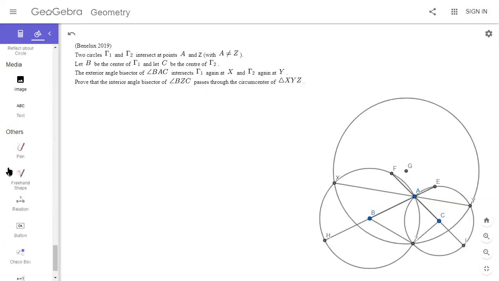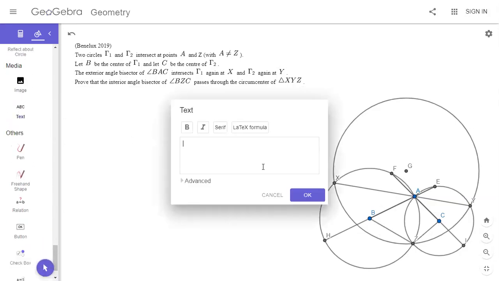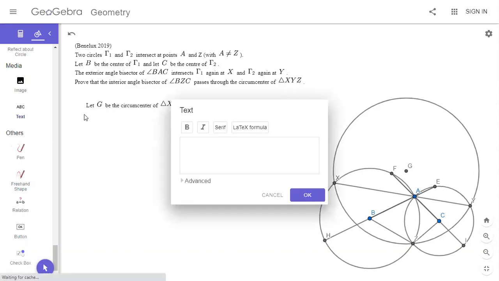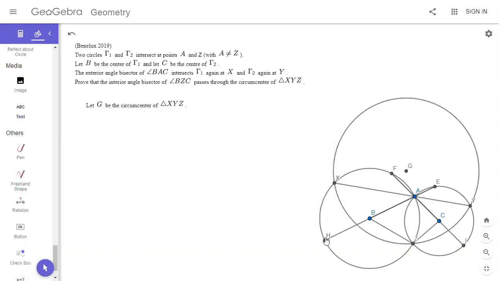All right, so let G be the circumcenter of triangle XYZ. And then first we want to show FBZCE is cyclic, so I'm going to use Hakan's idea. So I'm going to say extend AB. Now I'll just say define H and I as it looks in the diagram.